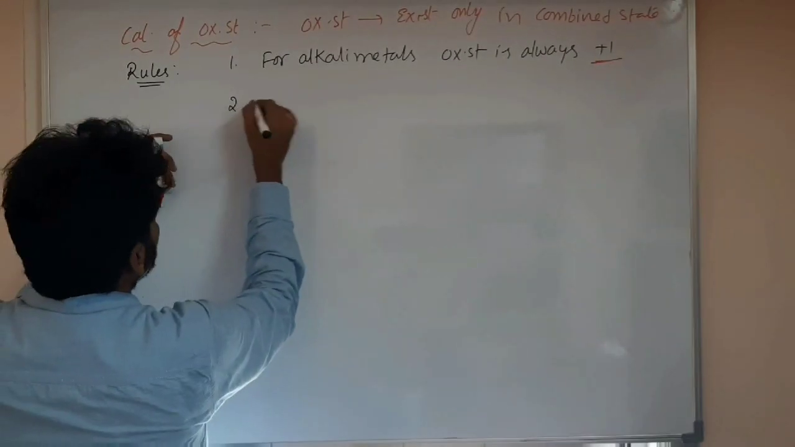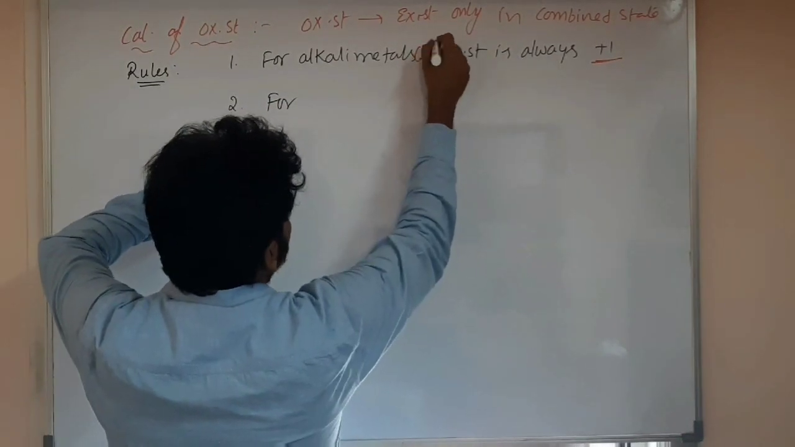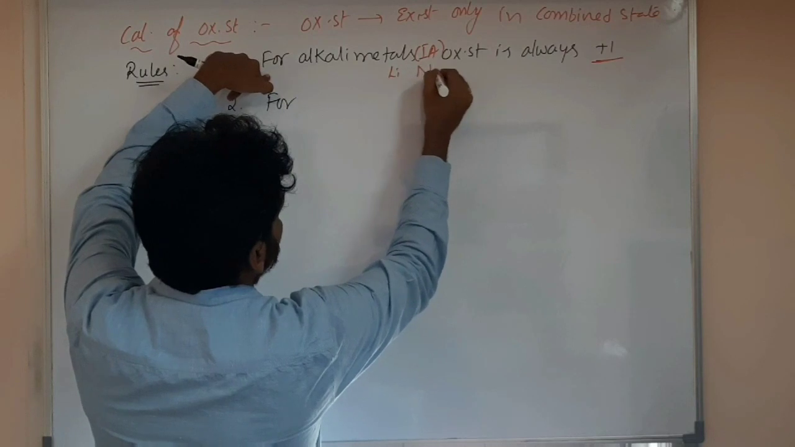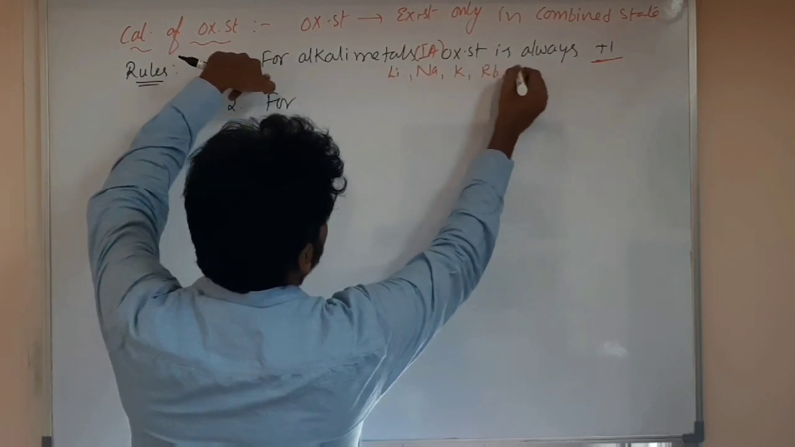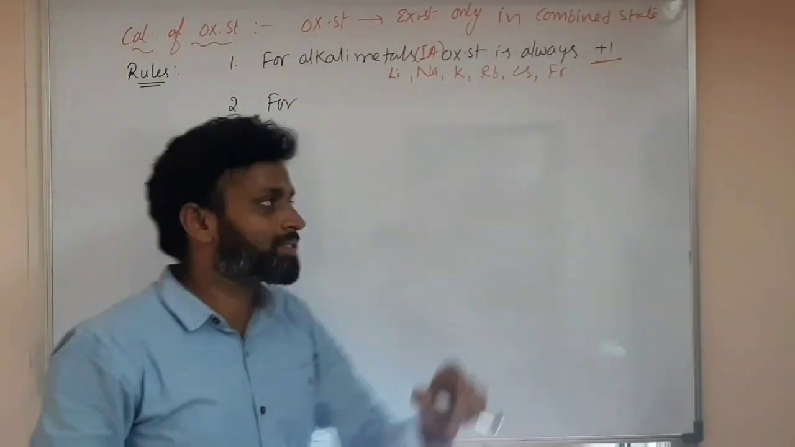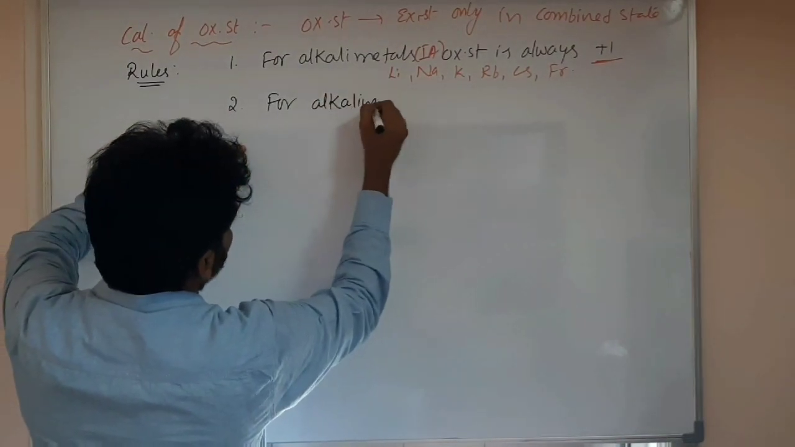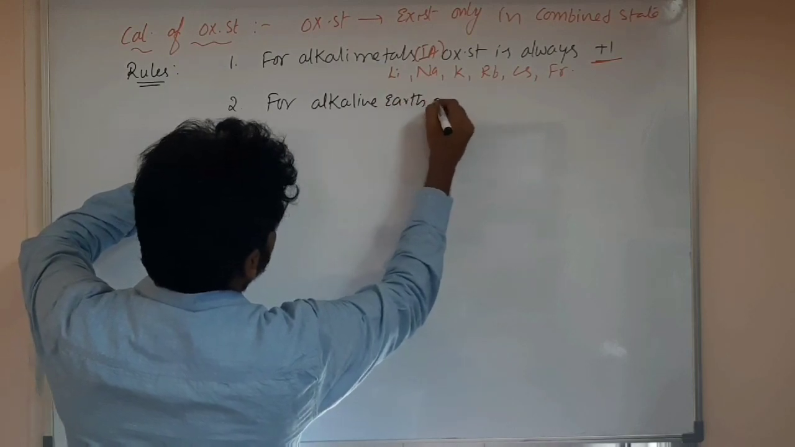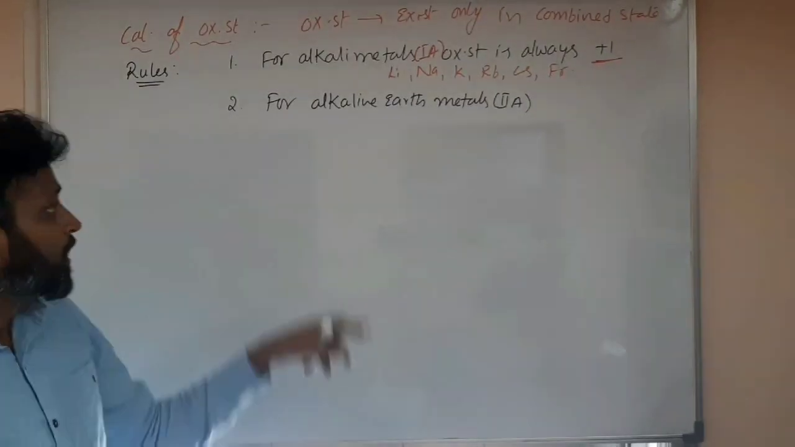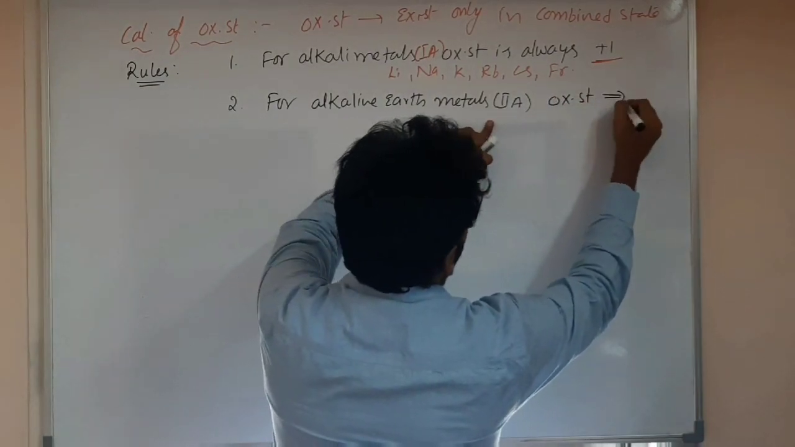And for alkali metals, what is the meaning? 1A group elements in periodic table, you know. What are those? Lithium, sodium, potassium, rubidium, cesium, francium. For all these, oxidation state is always +1. For alkaline earth metals, do you know what are the alkaline earth metals? Alkaline earth metals means 2A group elements. For alkaline earth metals, oxidation state is always +2.